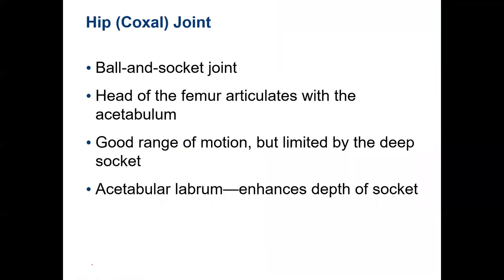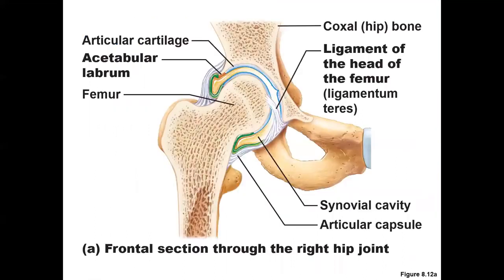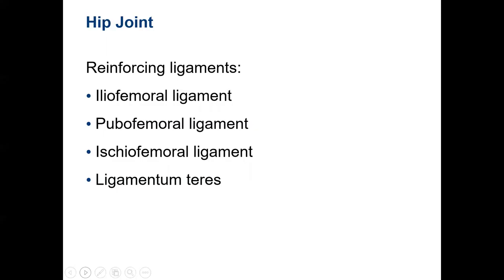The hip joint, another ball and socket joint, it's freely movable. It's not as movable as the shoulder because this acetabular labrum enhances the depth of the socket. You see that right there? Reinforcing ligaments here between the ilium and the femur, the pubis and the femur, the ischium and the femur, the ligamentum teres. Those are great. They help reinforce the joint.